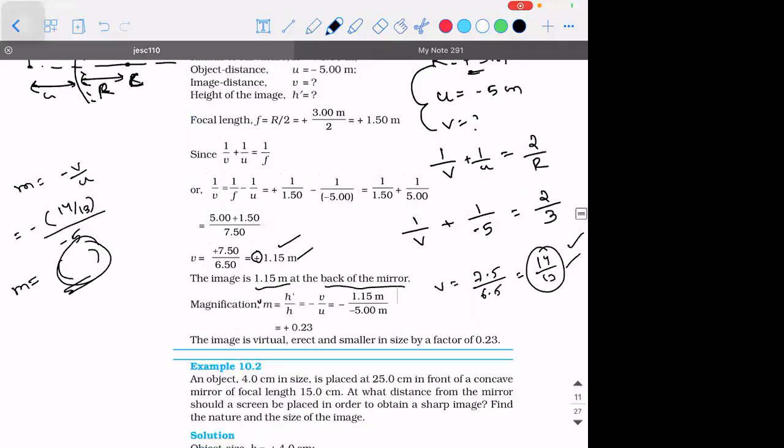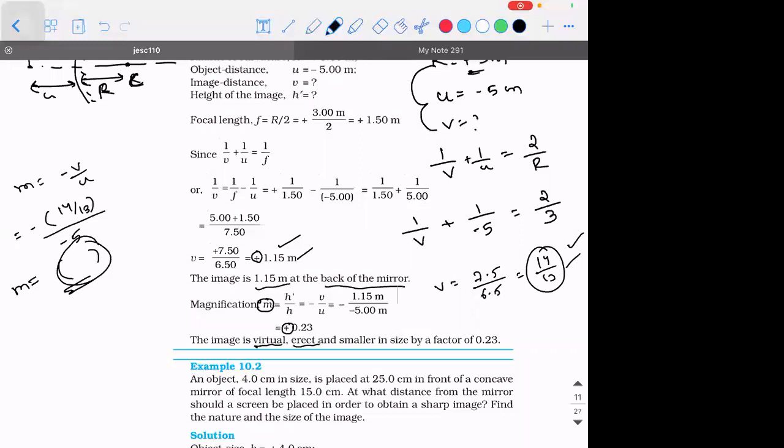One more important point to be noted. If the magnification of a mirror is a positive value, please make a note, then the image formed is always virtual in nature. Secondly, I would have told you virtual images are always erect.